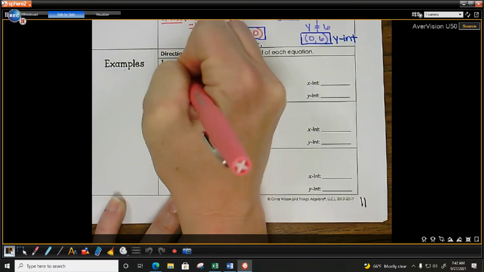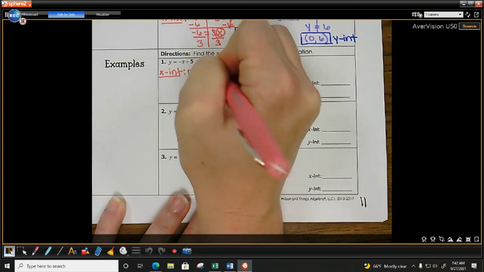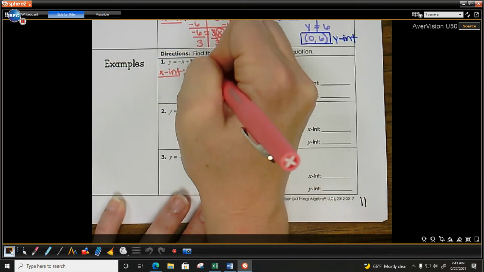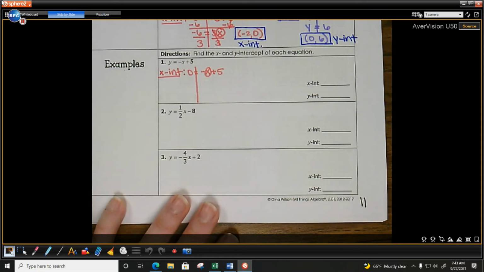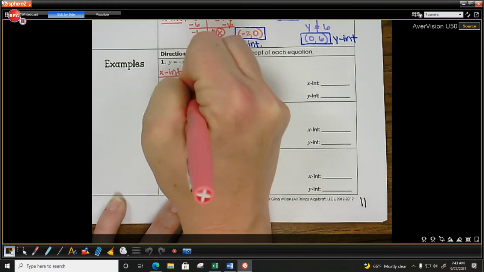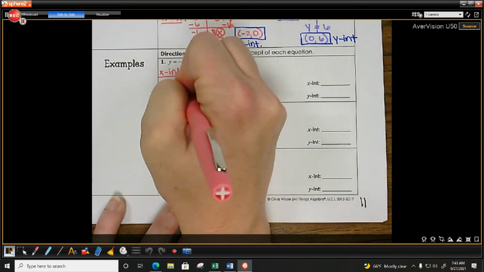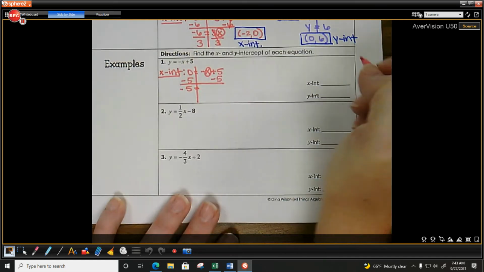Replace y with 0. So it's going to be 0 equals negative x plus 5. Solve this for x. What do I do to get x by itself, guys? Subtract 5. Very good. What's 0 minus 5? Negative 5 equals, what's 5 minus 5?